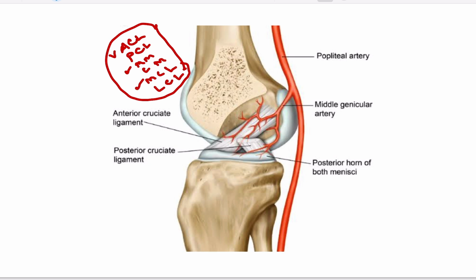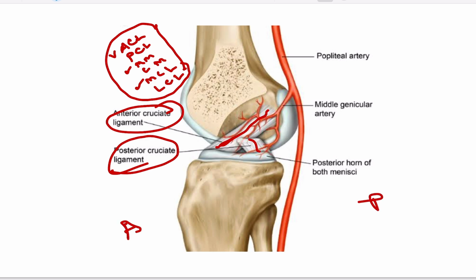So first of all, let's see the anatomy of the knee joint. This is the anterior cruciate ligament, and this one is the posterior cruciate ligament. This is the anterior part, and this is the posterior part. This is the anterior border of the tibia, and this is the anterior part of the femur. And here we can see the popliteal artery.